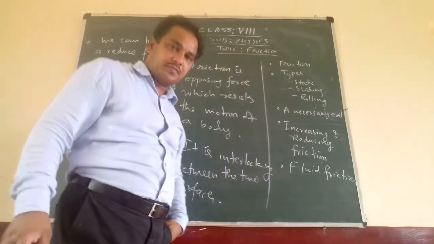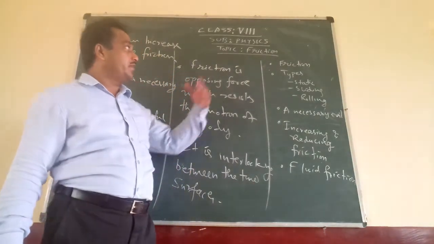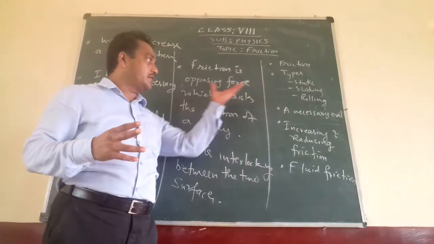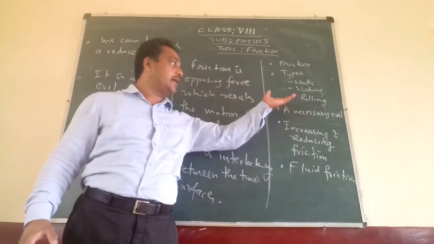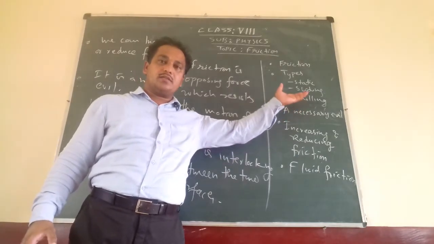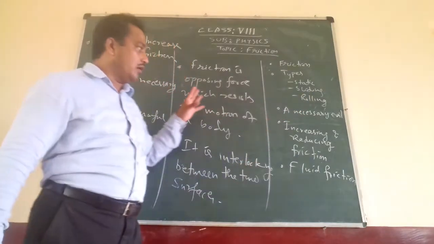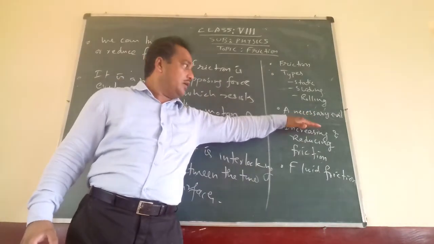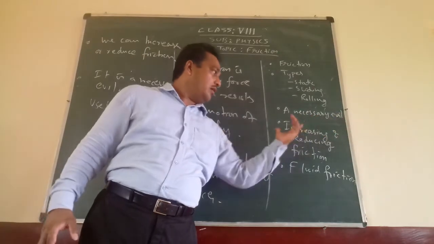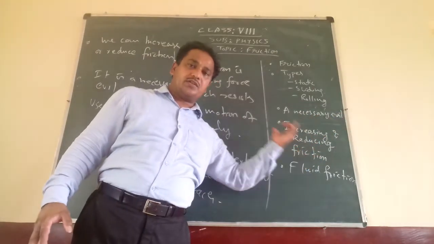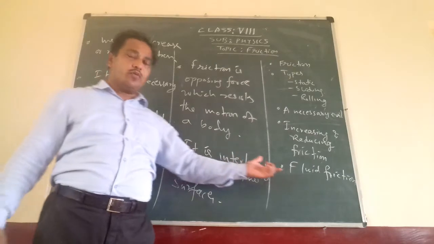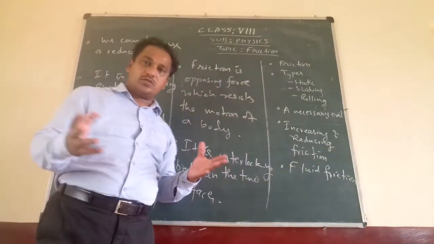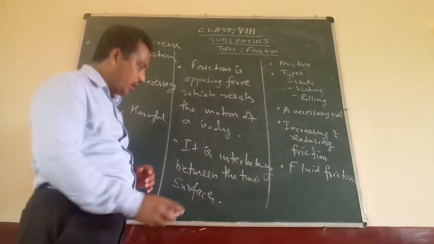Of class 8th. In the chapter Friction, we have studied about friction and its types: static, sliding, and rolling, or static and kinetic friction. We have studied how it is a necessary evil, how we can increase or decrease friction, and fluid friction. So we will revise this: friction is the opposing force which resists the motion of any object.